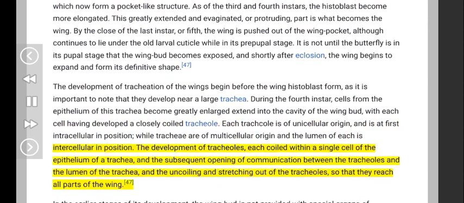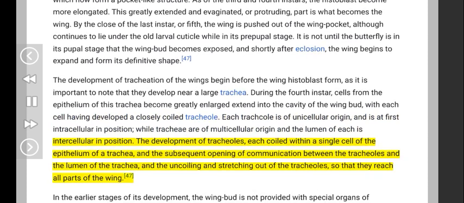The development of tracheoles, each coiled within a single cell of the epithelium of a trachea, and the subsequent opening of communication between the tracheoles and the lumen of the trachea, and the uncoiling and stretching out of the tracheoles, so that they reach all parts of the wing.